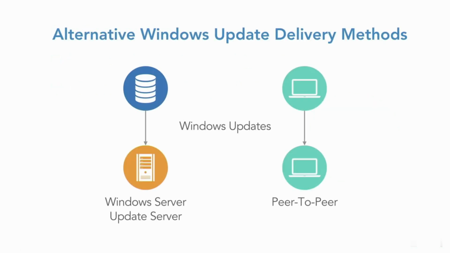By default, updates are downloaded automatically from Microsoft. However, if you're experiencing issues with internet connectivity, there are alternative options. You could download the update to your own Windows Server Update server, or WSUS server, and then approve and distribute the updates across your internal network. Alternatively, you could use a peer-to-peer feature called Windows Update Delivery Optimization.